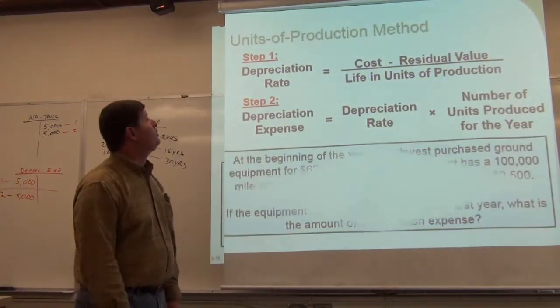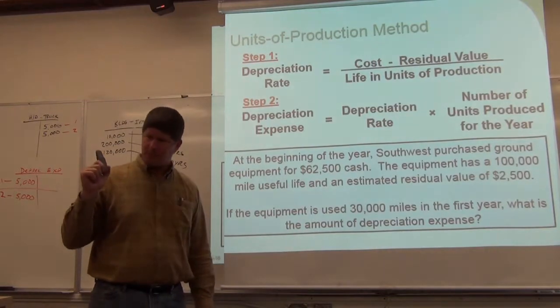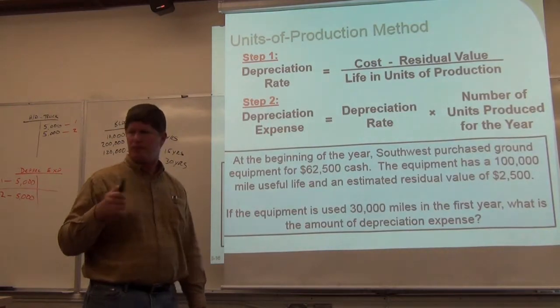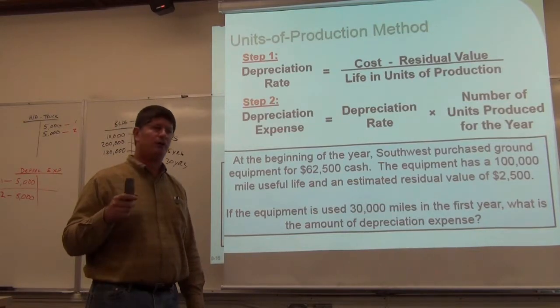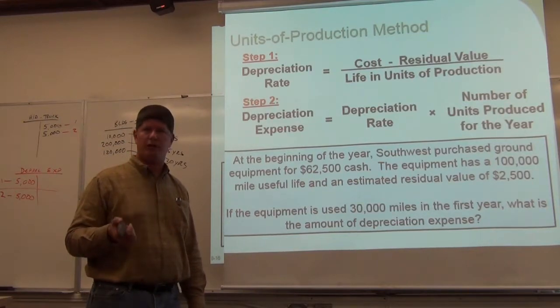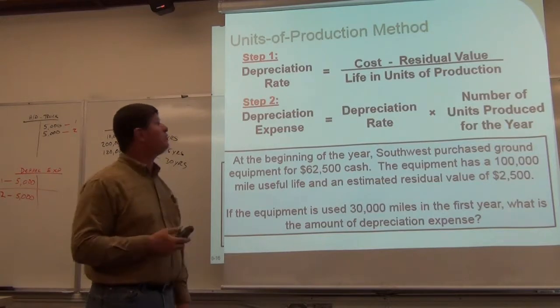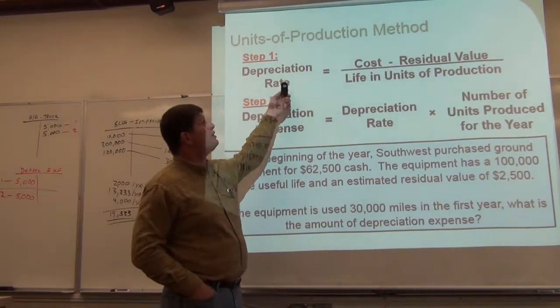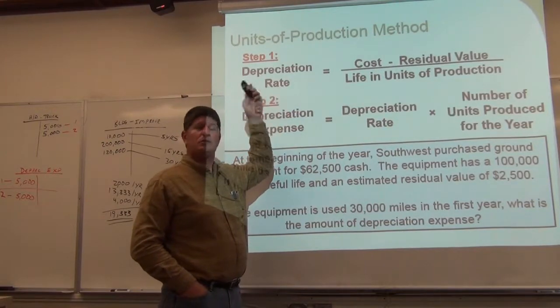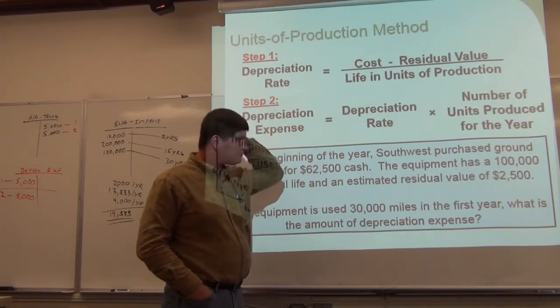Okay. Units of production. This one's fun. This is the one that varies depending on how many miles you drive the truck, or how many widgets you build in the machine, or whatever it is. How many units it produces. So what we first do is we calculate the depreciation rate. So let's stick with our truck.